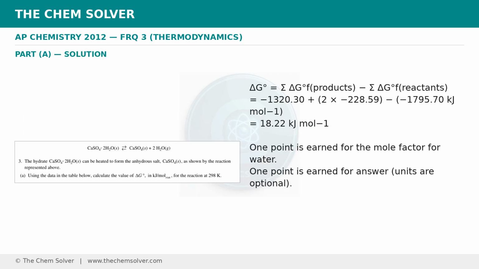ΔG° = ΣΔG°(products) − ΣΔG°(reactants) = −1320.30 + (2 × −228.59) − (−1795.70) kJ mol⁻¹ = 18.22 kJ mol⁻¹.